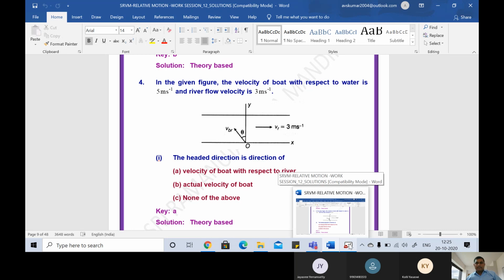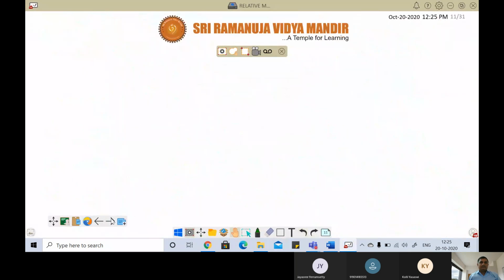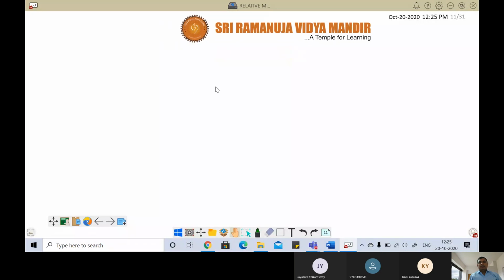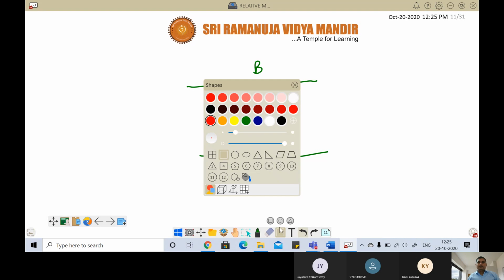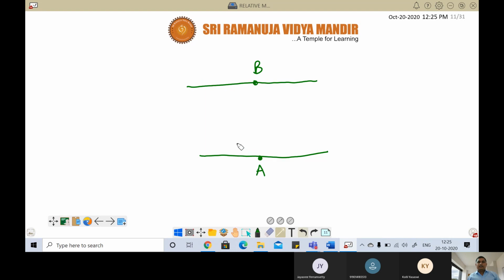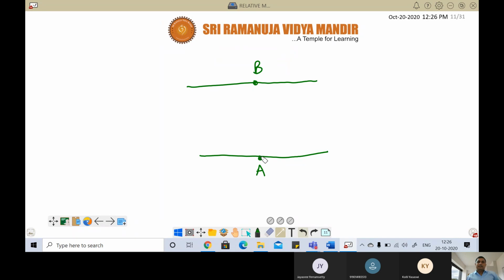Did not understand that? I'll show it here then. Suppose, let us say, this is a river. Now this is point A and this is point B. Now to cross this river, in which direction should his effort be? Tell me. Should he put his effort like this? No, sir. Perpendicular distance.